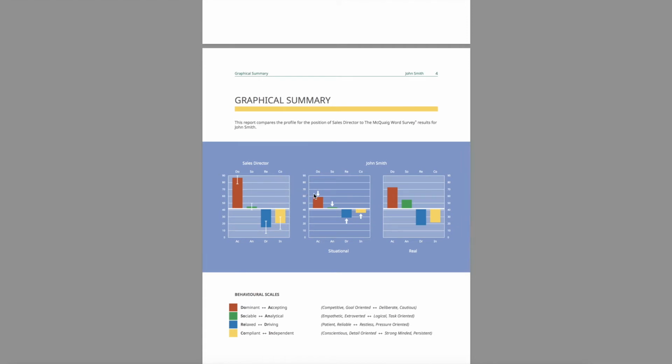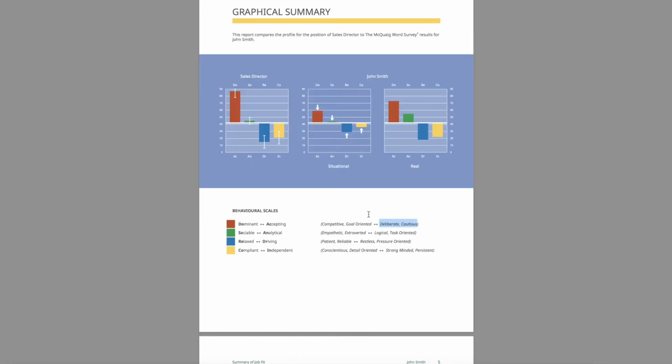So, for example, the red scale here shows whether the person is more dominant or accepting, or in other words, are they more competitive and goal-oriented, or are they more deliberate or cautious? You'll notice that none of these behavioural scales are about whether the person is intelligent or whether they're good at their job. It's more about their mindset and their working style, and what we find is that different profiles tend to lend themselves to different kinds of work. The profile for a good salesperson, for instance, often looks quite different to that of an effective manager, and different again to an engineer.